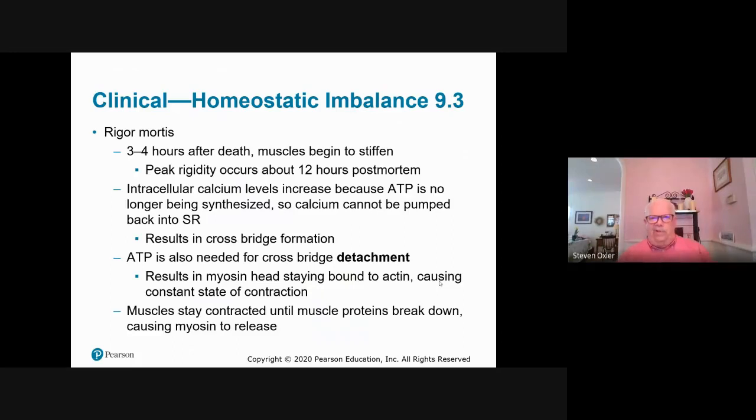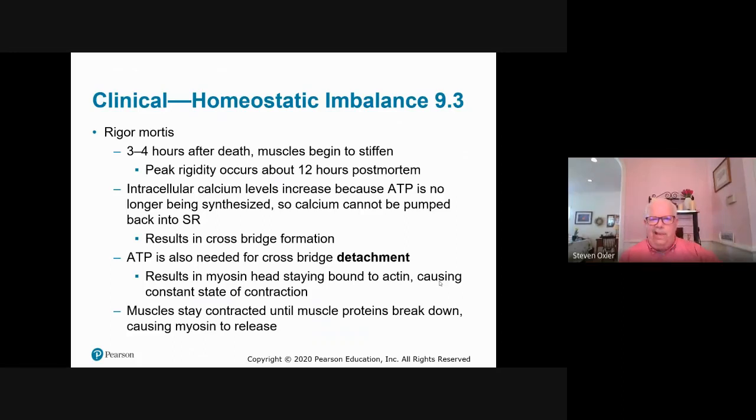So what happens when you die? Well, why do your muscles stiffen when you die? Your muscles stiffen between 3 and 4 hours after death. This is known as rigor mortis. Peak rigor mortis is 12 hours after you die.